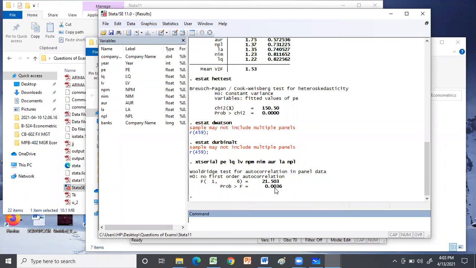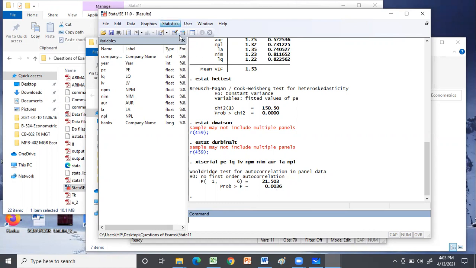That means once we have diagnosed the estimated result from this panel data set using the pooled OLS method, the method we are using, its name is pooled OLS method, we have identified two problems. One is this model suffers from the heteroscedasticity problem. Another one is this model also suffers from the autocorrelation problem.